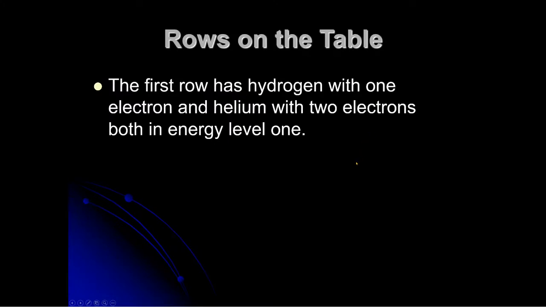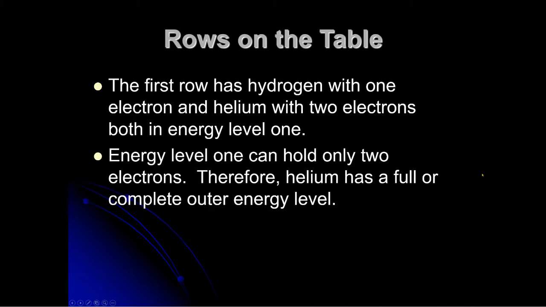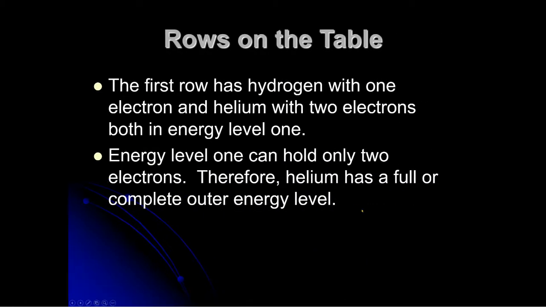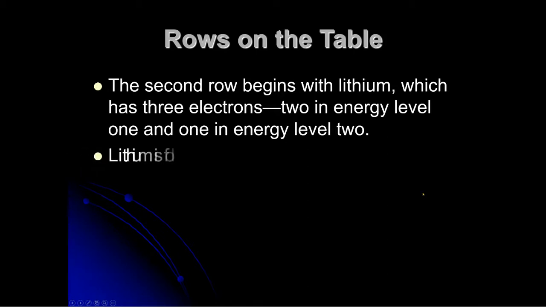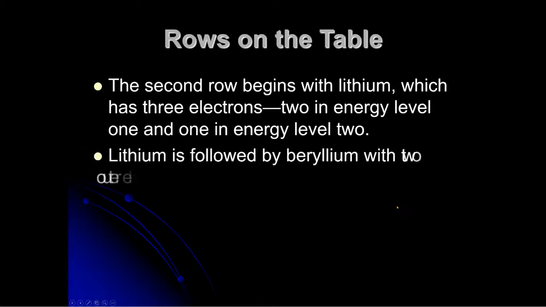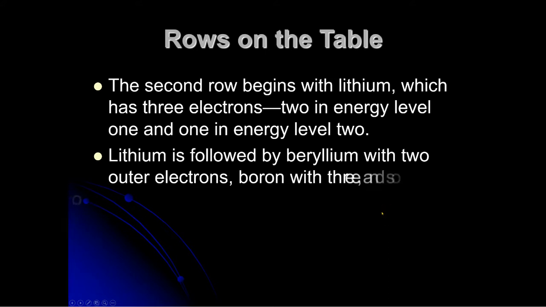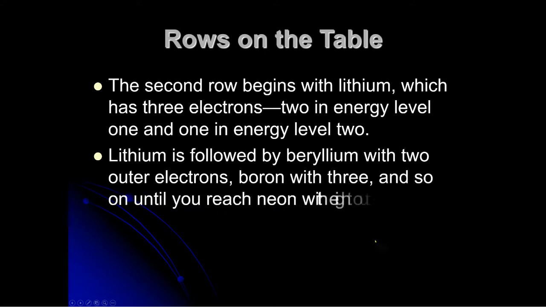So the first row has hydrogen with 1 electron and helium with 2 electrons, both in energy level 1. Energy level 1 can only hold 2 electrons. Therefore, helium has a full or complete outer energy level. And if you're questioning this, you need to read. You'll read about the energy levels and you'll understand them. So the second row begins with lithium, which has 3 electrons, 2 in energy level 1 and 1 in energy level 2. Lithium is followed by beryllium with 2 outer electrons, boron with 3, and so on until you reach neon with 8 outer electrons.